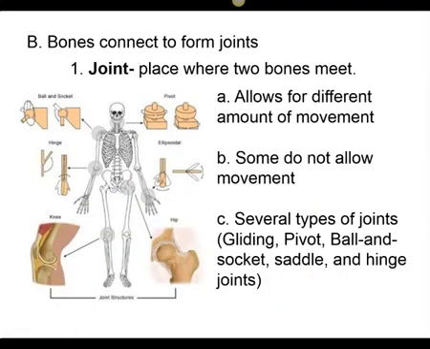What is a joint? Well, a joint is where two bones meet. Now, some joints allow for lots of movement, some allow for little movement, and some allow for no movement. And so we'll look at the different types of joints. Okay, we have different types of joints in the next slide.